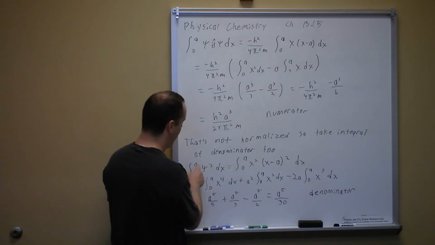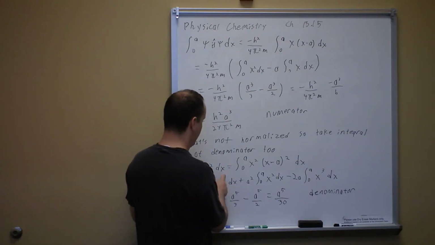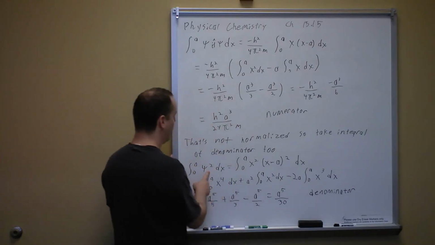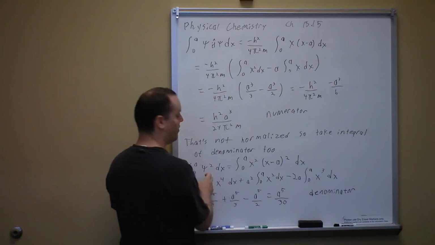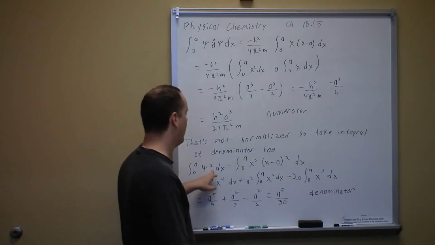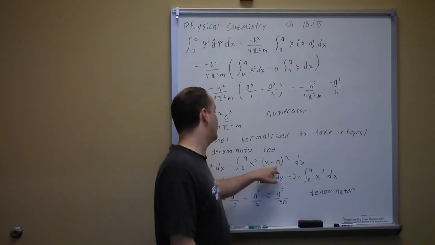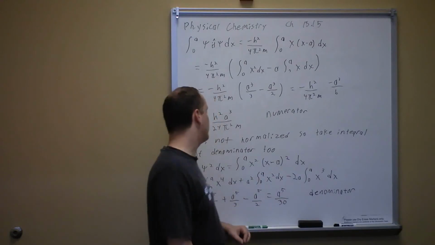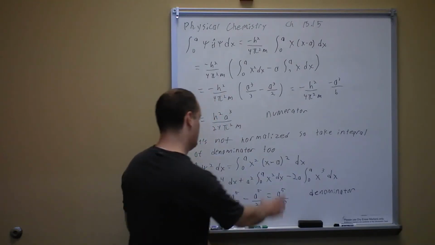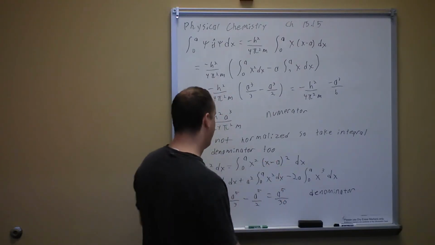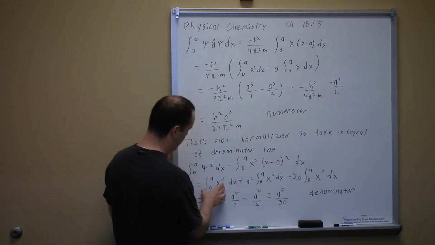So we get the integral from 0 to a of psi star psi dx, or psi squared. Technically it's absolute value, but it's a real function, so it won't make a difference. Equals the integral from 0 to a of x squared times (x minus a) squared dx. We're going to multiply this out and separate them so we know how to evaluate the integral.